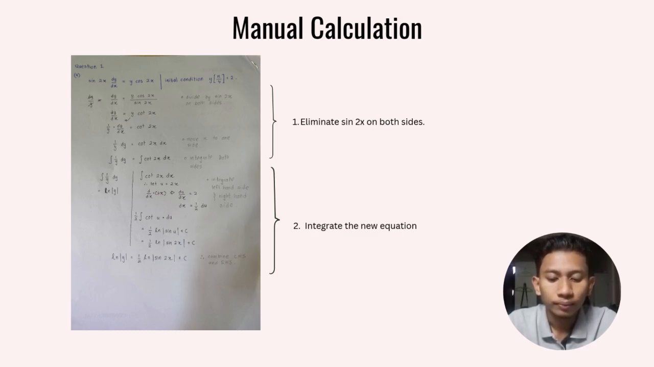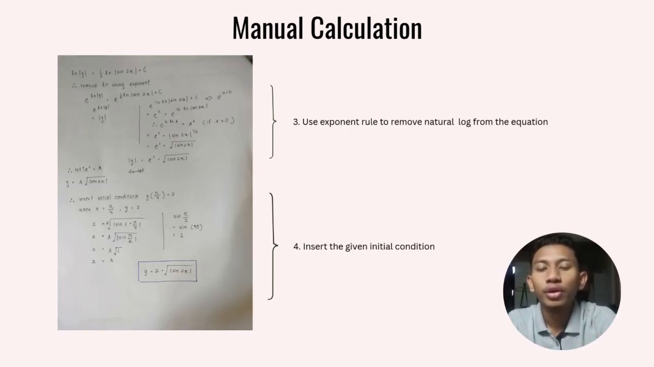Integrate both sides. After integrating both sides, we will get an equation containing natural log. Use the exponent rule to remove this natural log. Turn the equation on both sides into a power of the exponent. Solve the exponent equation and we will get y equals A square root of sin 2x. This is our general solution. Insert the initial condition given, where x is equal to pi over 4 and y is equal to 2, into the general solution above.